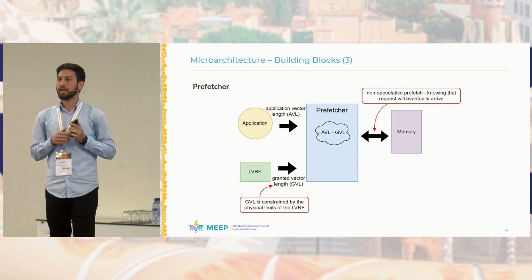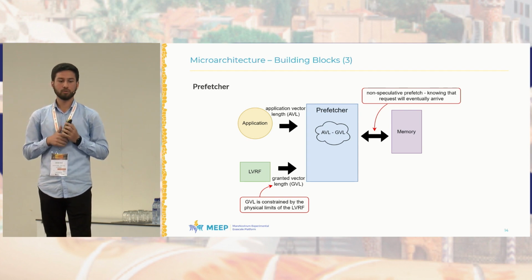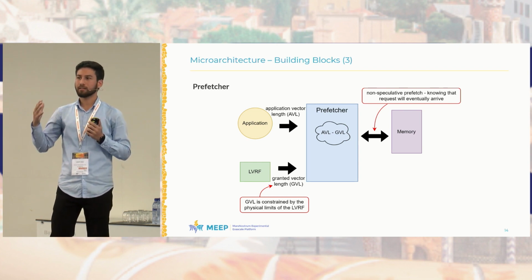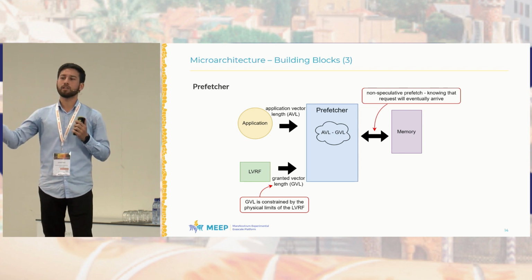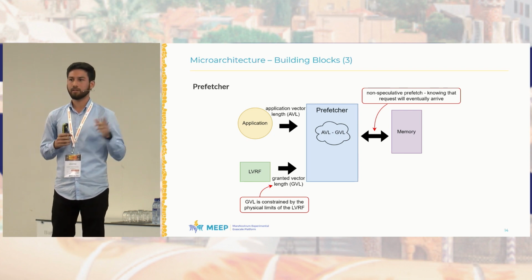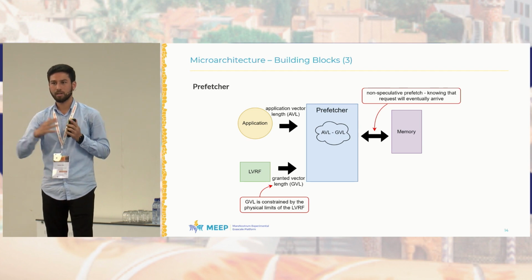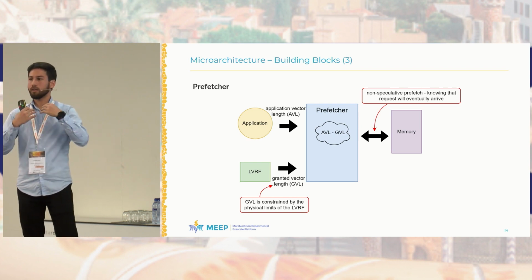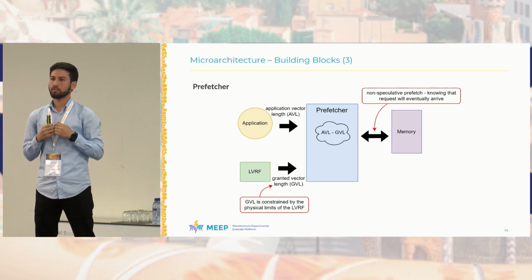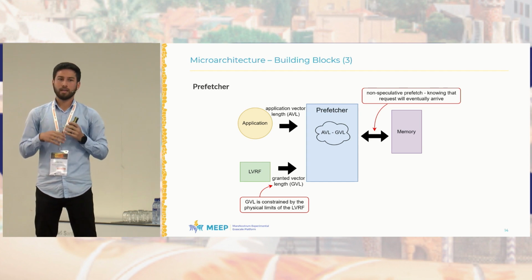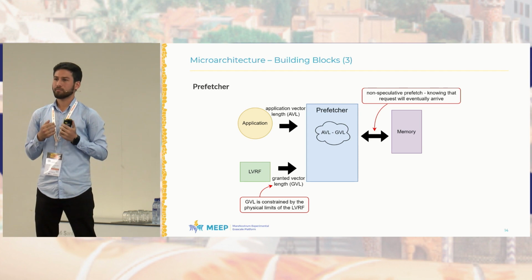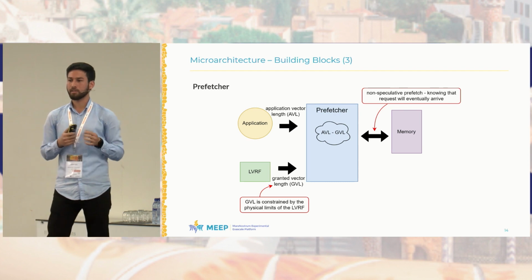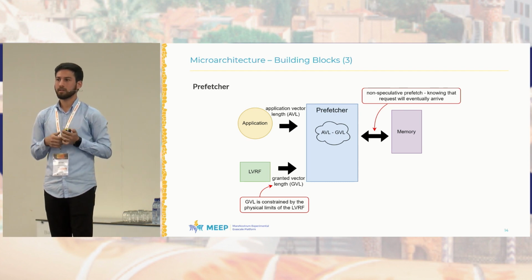But it knows the application vector length as well. It will prefetch, but non-speculatively, keeping in mind that the request will eventually arrive. So I repeat, this is non-speculative prefetch. We are prefetching things from memory. We know what the application is demanding, and we know which application we are working on. So we know both. Before the next request comes up, we eventually get the data earlier than that. So this can save time. Whenever the request arrives, it will be processed much more quickly.